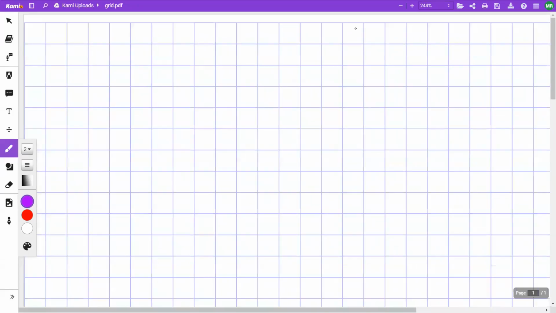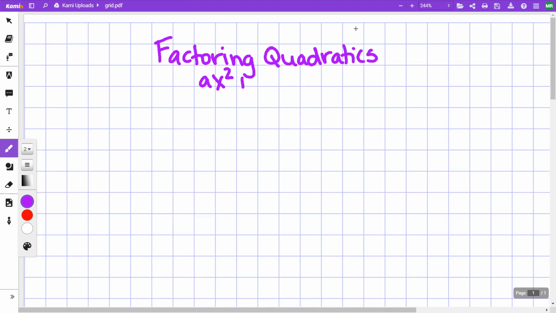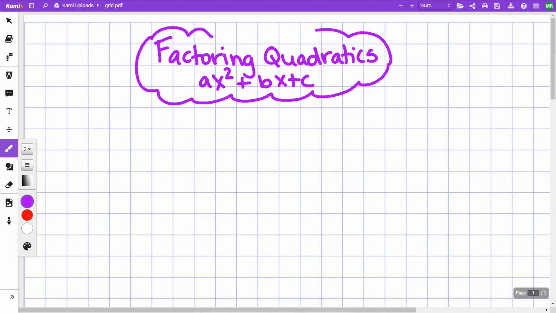So this video is for Integrated 2. This is going to be on factoring quadratics of the form ax squared plus bx plus c. And we're going to use a method called box to diamond. Box to diamond.